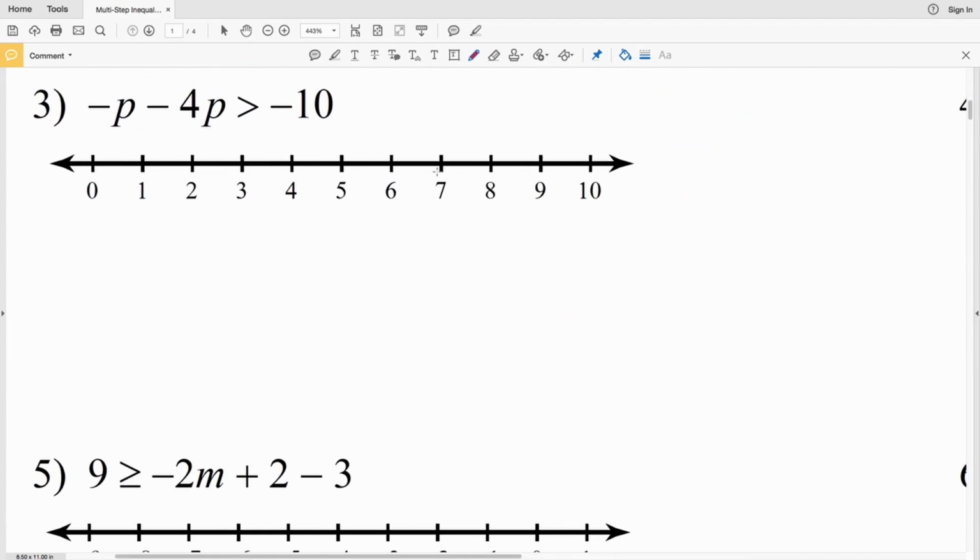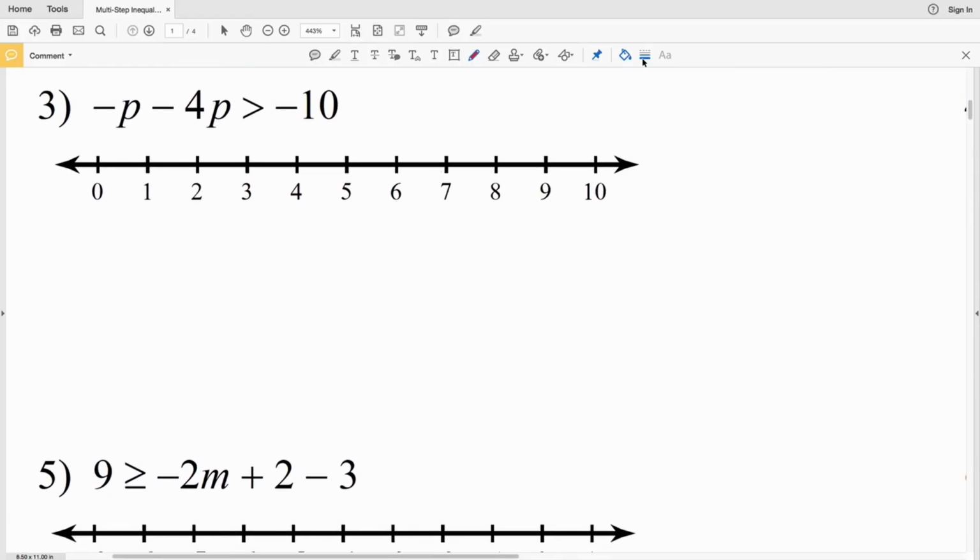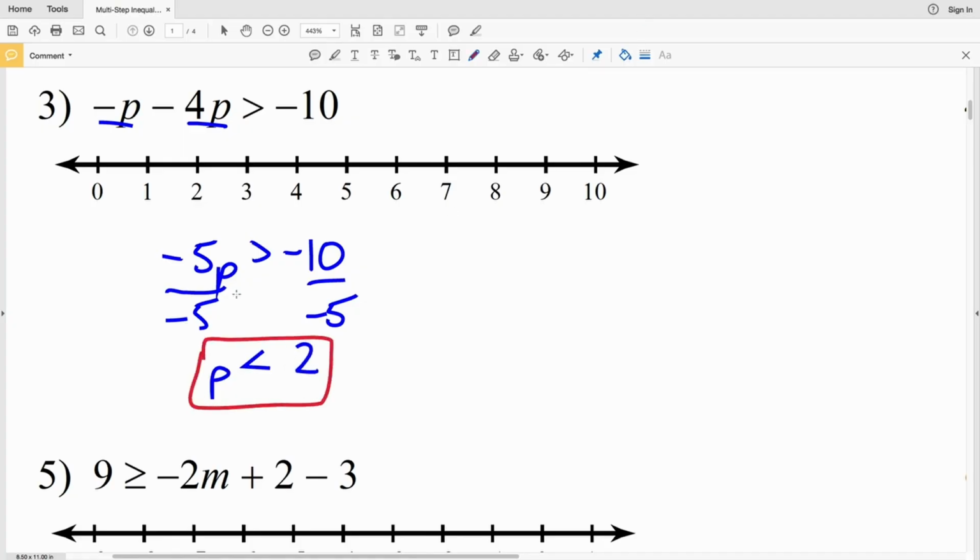On to number 3. Negative p minus 4p is greater than negative 10. Combine the like terms on the left. There are 2 terms with p in them. So negative p minus 4p, we're going further into the negatives, and that's going to be negative 5p, and that's greater than negative 10. Divide by a negative 5 on both sides, and since we divided by a negative, we're going to have to flip the inequality. So this will be p is less than a positive 2. Find the 2, circle it, and p is less than 2, so we're shading everything to the left.